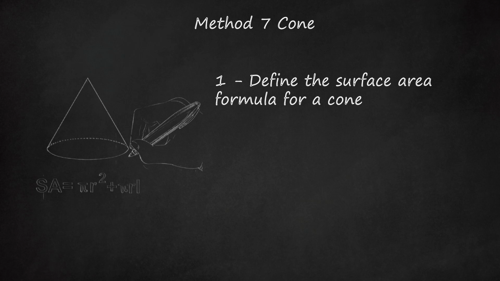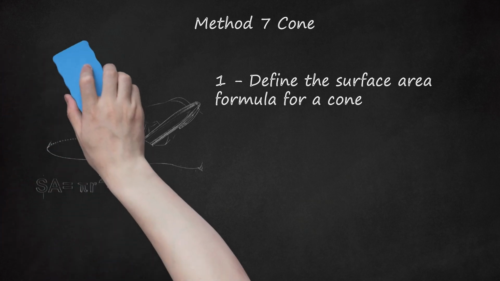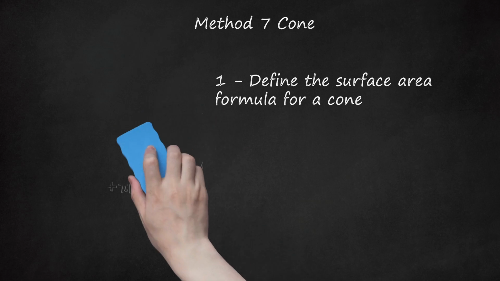The formula for surface area of a cone is SA equals pi times R² plus pi times RL, where R is the radius of the circular base, L is the slant height of the cone, and pi is the mathematical constant pi, 3.14. The units of surface area will be some unit of length squared: in², cm², m², etc.